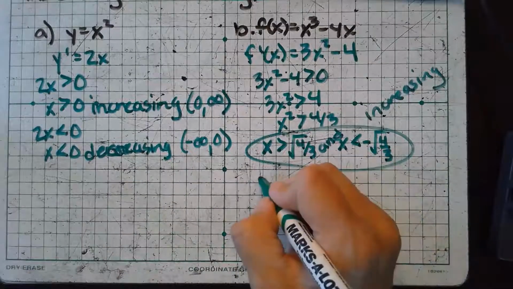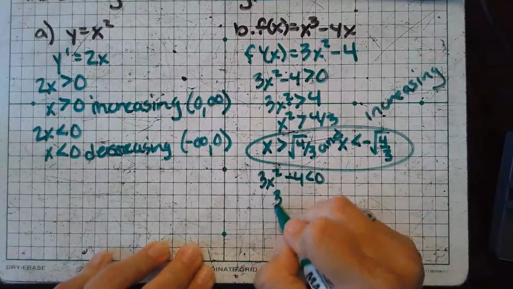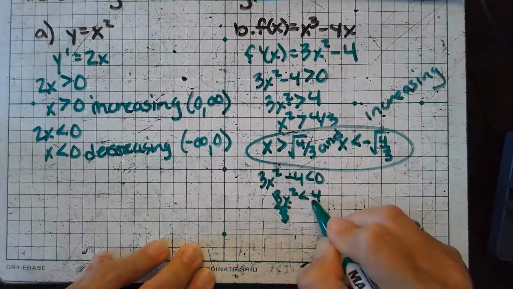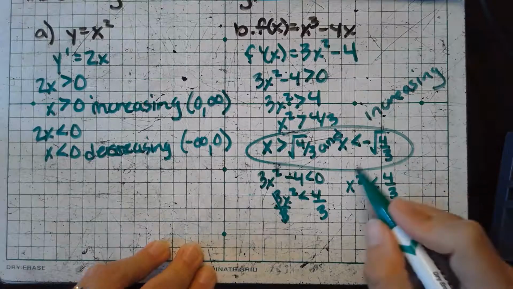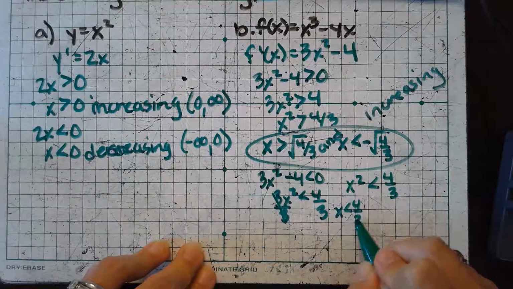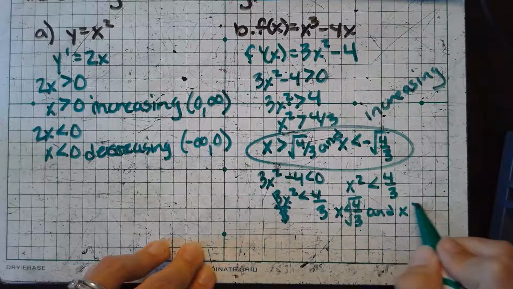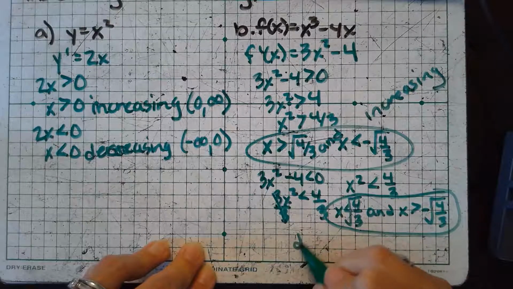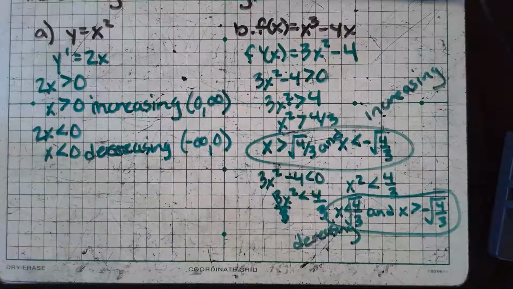So let's look at decreasing. 3x squared minus 4 is less than 0. So 3x squared is less than 4. If I divide by 3, I get x squared is less than 4/3. So here, when I take the square root, x is less than the square root of 4/3, and remember with the negative, I flip my sign. This is where it's decreasing. And we're going to look further into that a little bit later as I go on.